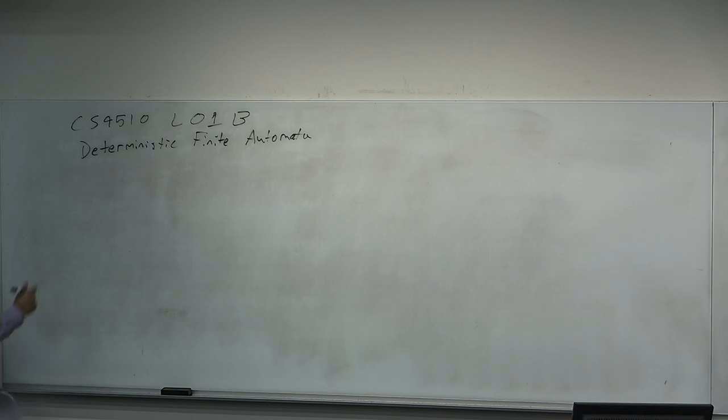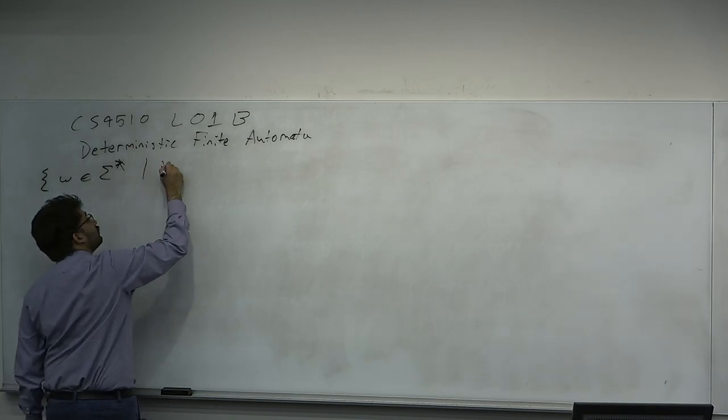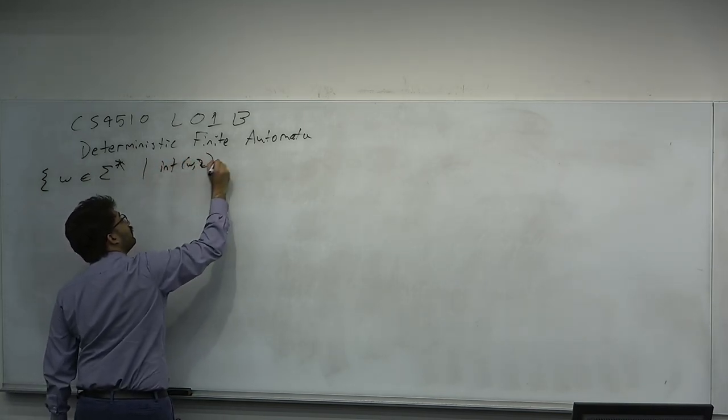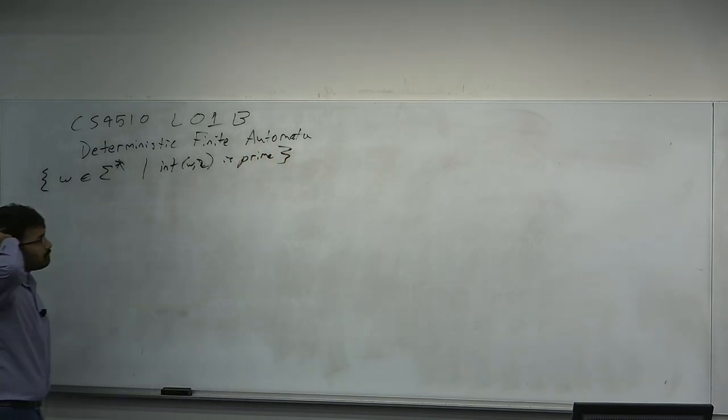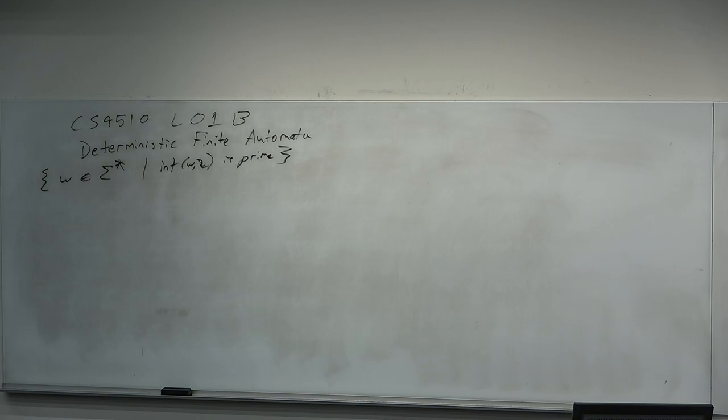One quick thing I want to mention is the language W in sigma star such that the integer W is prime. Certainly any machine that can decide this language, that has the ability to distinguish the good from the bad, you give it an encoding of a prime number, it says yes. You give it an encoding of not a prime number, it says no. Any machine that can decide this language has the ability of primality testing. It's basically an algorithm, in some sense, of what primality testing is.